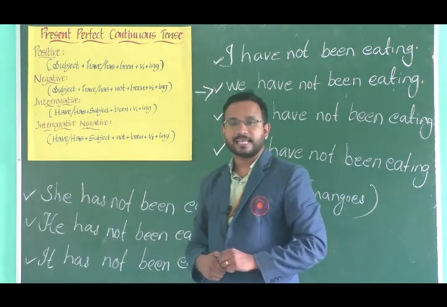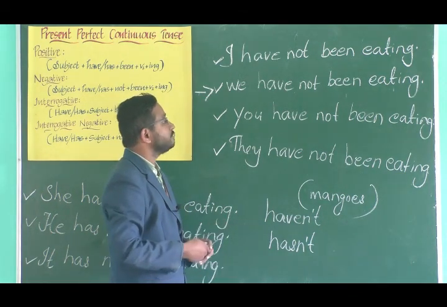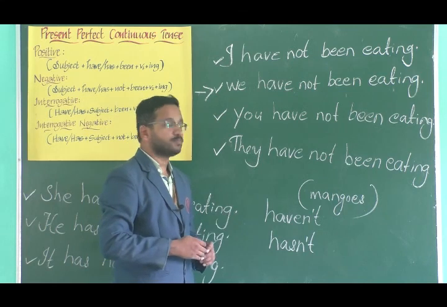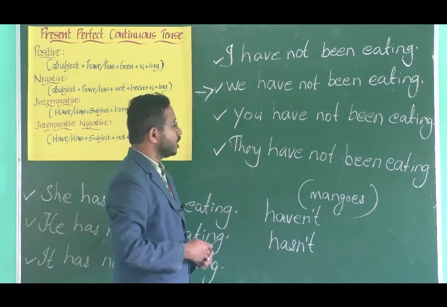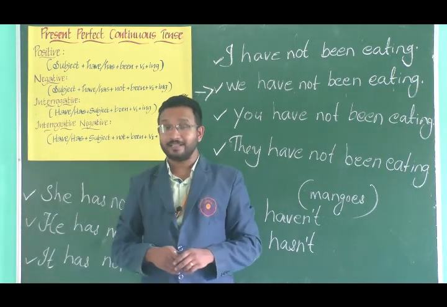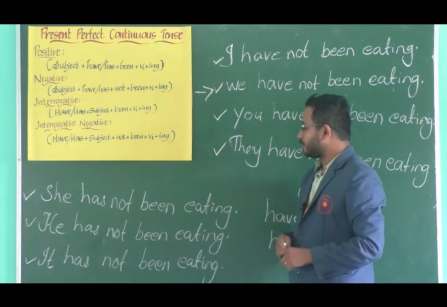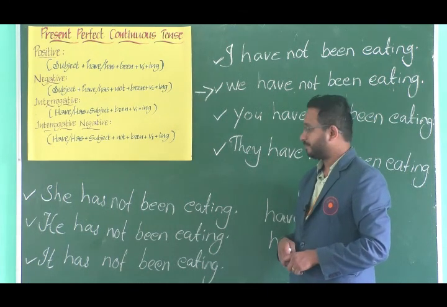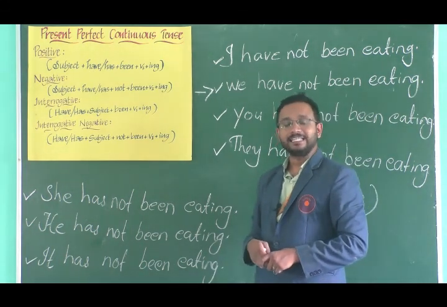Now let's look at the sentences. I have not been eating. We have not been eating. You have not been eating. They have not been eating. I haven't been eating. We haven't been eating. You haven't been eating. They haven't been eating. Now, she has not been eating. He has not been eating. It has not been eating. She hasn't been eating. He hasn't been eating. And it hasn't been eating.